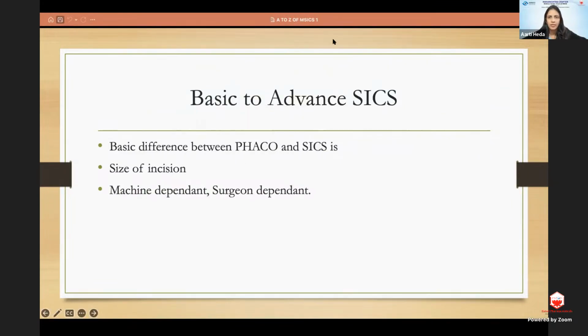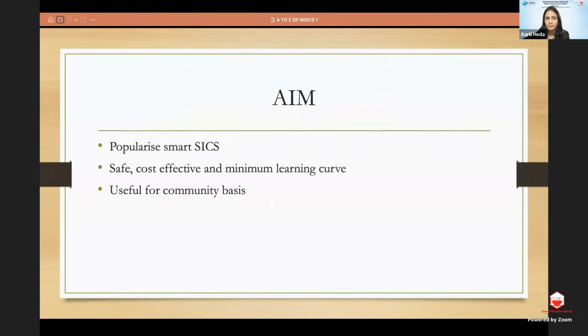SICS is also under continuous evolution. The basic difference between phaco and SICS is the size of the incision. Initially, when we started doing SICS, the incision size was 6.5 millimeter, but slowly it has reduced to 2 millimeter. The other difference is that phaco is a machine-dependent surgery, and SICS is a surgeon-dependent surgery. So the complications related to machines, such as corneal burn, endothelial damage, and nucleus drops, are not seen with SICS. My aim is to popularize smart SICS. The surgery should be safe, cost-effective, with a minimum learning curve, and it should be useful on a community basis.